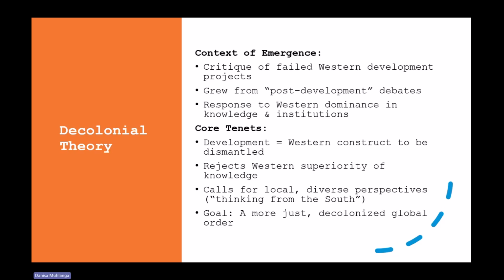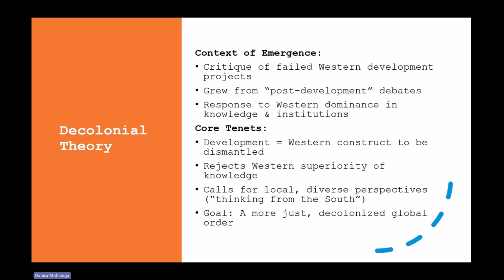You can't always teach classes in English only. What about your own languages? You understand? You can't do 1, 2, 3. So you need to decolonize everything. So this is the context of emergence. This is why it was formed. Okay? But then, what are the key areas or the key focus of the decolonial theory? The core tenets.